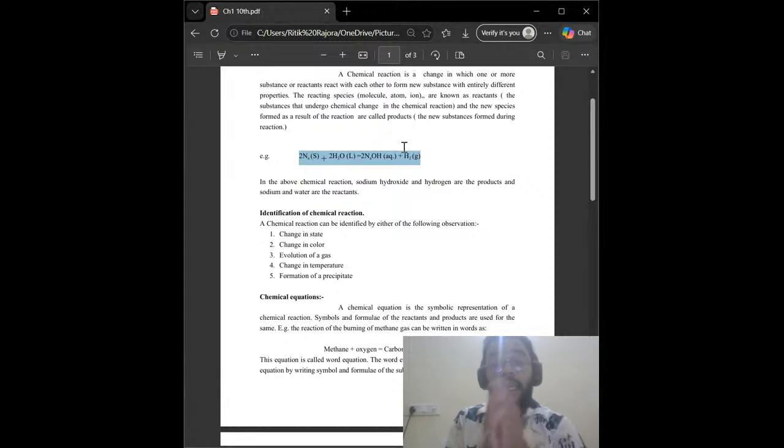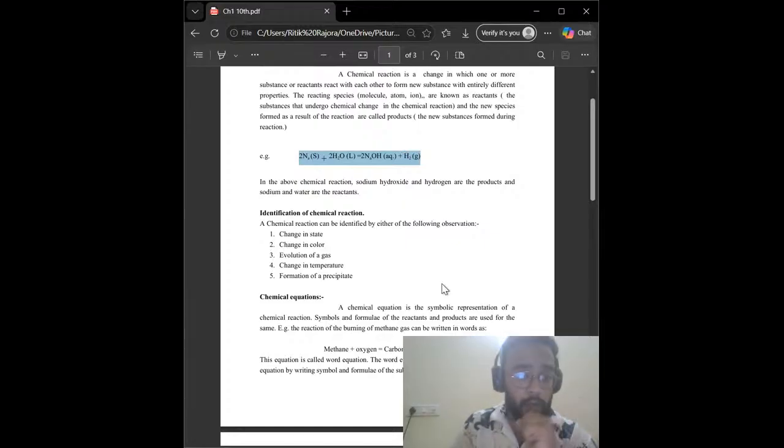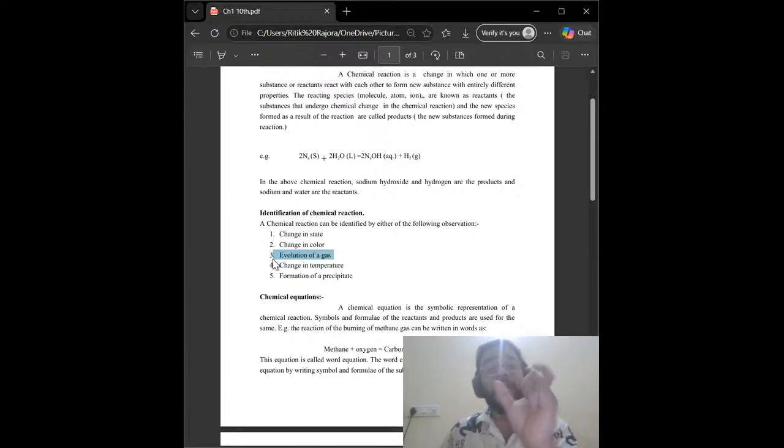When we react the sodium atom and water molecule with each other, they form sodium hydroxide, and hydrogen gas, H2, is released. So our third factor is evolution of gas. Which gas is evolved in this?